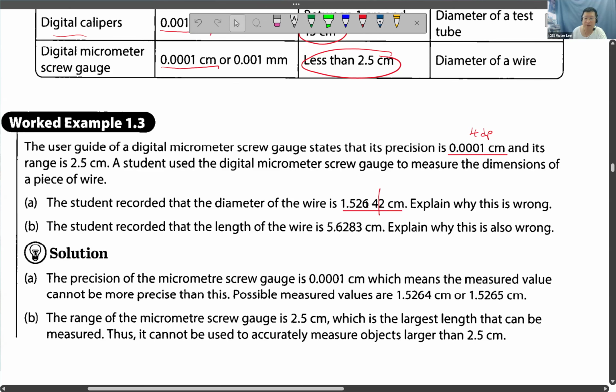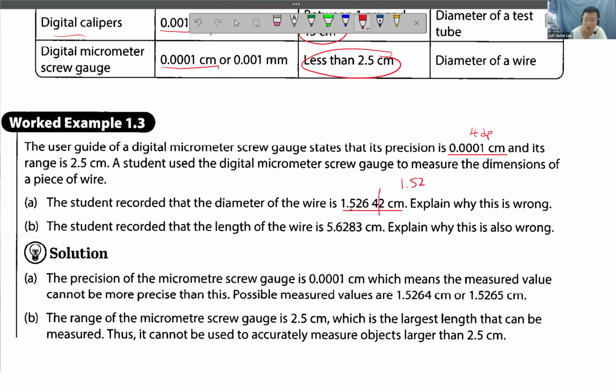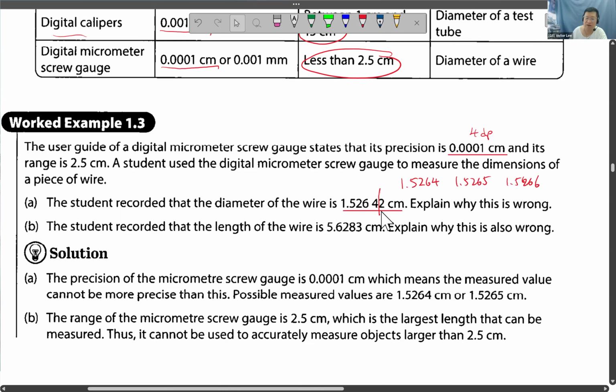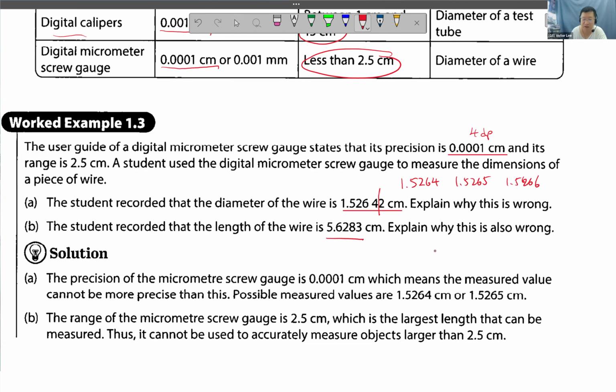So when you read it, it's either 1.5264. The next reading that appears is 1.5265 already. Then furthermore 1.5266. So there's no way to have a 2 behind. That's why this is wrong. Impossible. Is this okay? Yeah, because the minimum is here only. And then recording this one here, is it possible?